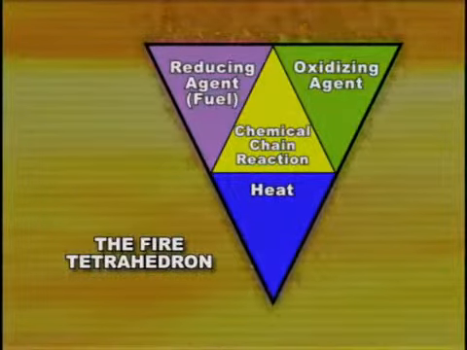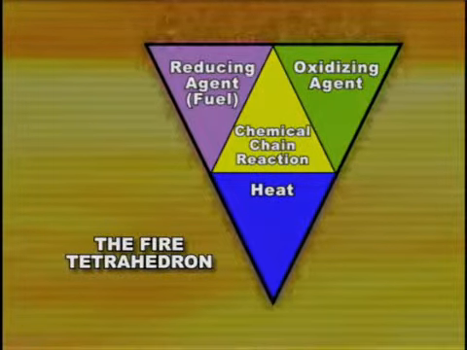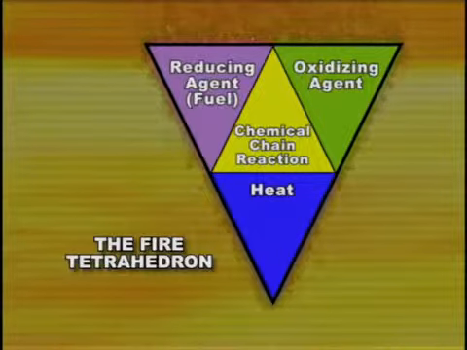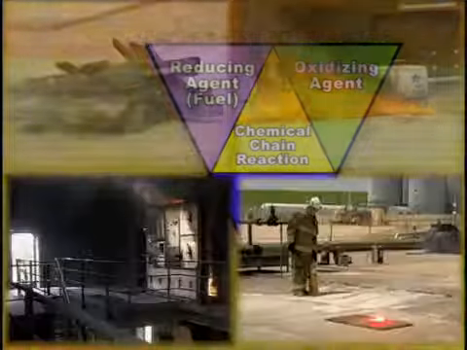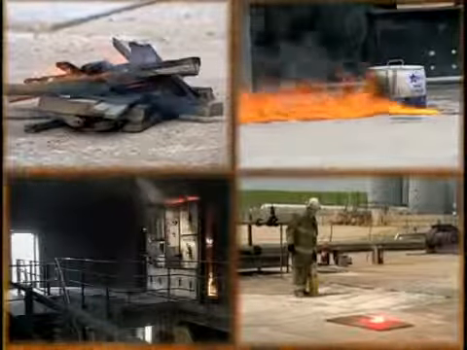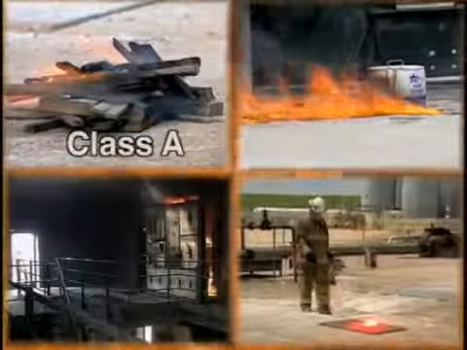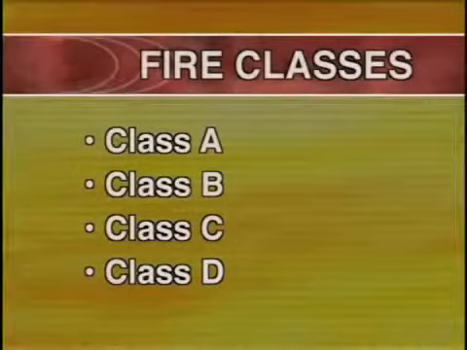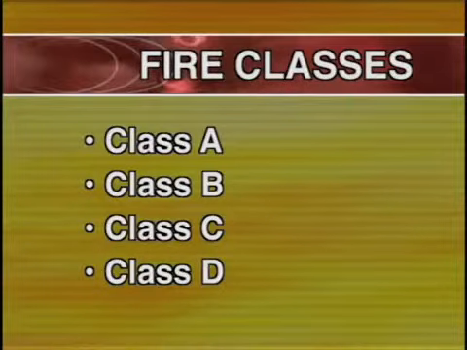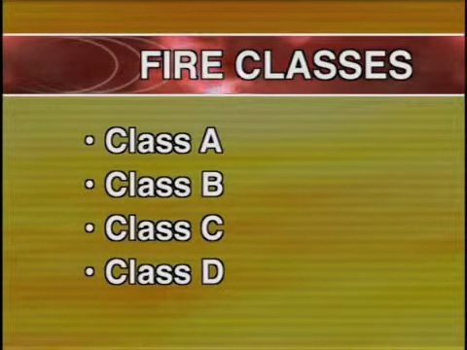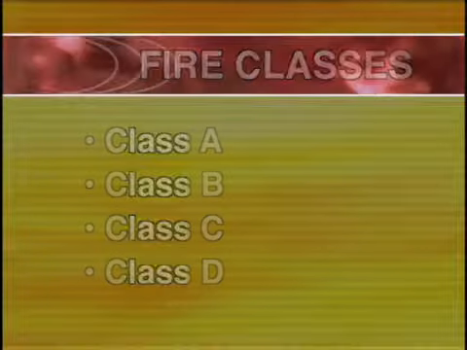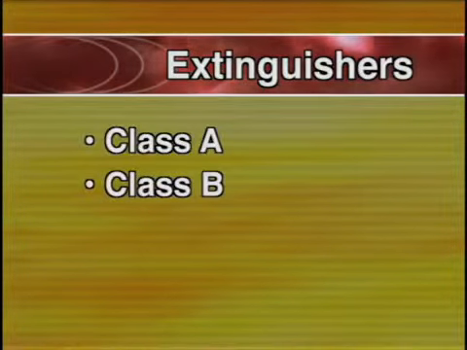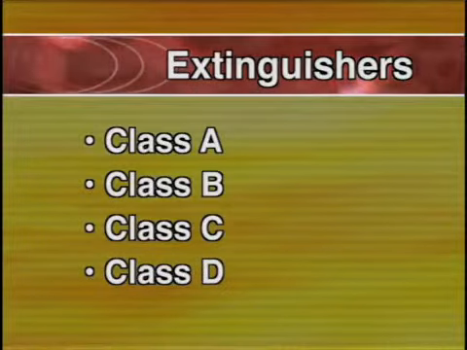We've seen that oxygen, fuel, and heat are required for ignition to occur, and a chemical chain reaction keeps the fire burning. We also know that fire is rated into four classes: Class A, Class B, Class C, and Class D. Fires are rated into 4 classes so we can easily determine what extinguishing agent to use to put the fire out. This is where extinguishers come in. Just as there are 4 classes of fire, there are 4 corresponding classes of extinguishers: Class A, Class B, Class C, and Class D extinguishers.